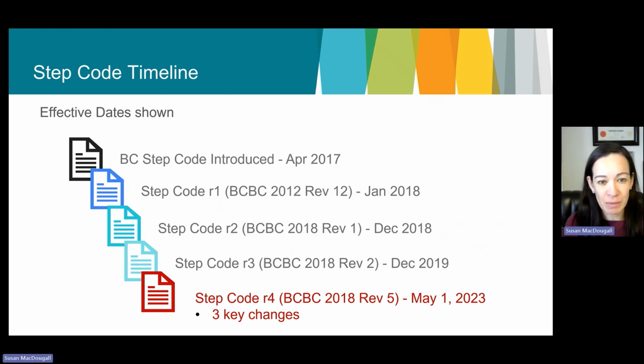Just to remind everyone a little bit of a timeline on the STEP code, it was first introduced in April of 2017. And since there have been several revisions, the most recent of which was on May 1st of 2023. That was the fourth revision to the STEP code, and it occurred under BC 2018 revision number 5. So there are 3 key changes that occurred in that revision, and those are the ones we want to outline next.